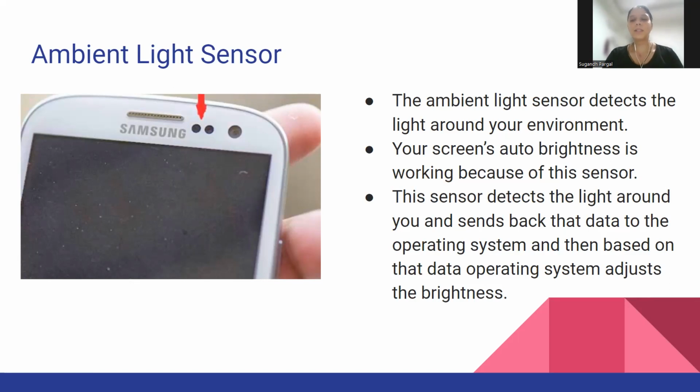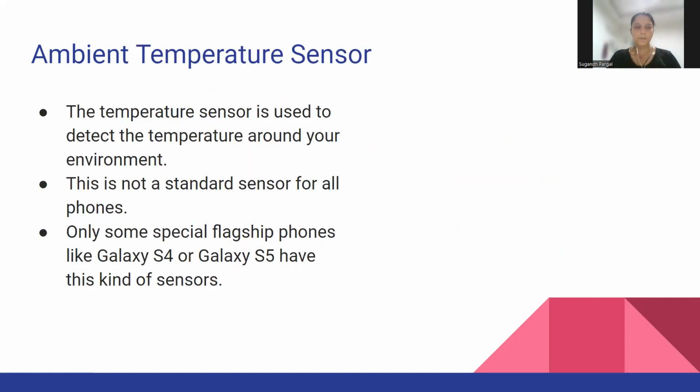But if you are in a very dark area where there is no presence of light, the sensor will detect the insufficiency of light and thus adjust the screen's brightness. The sensor basically detects the light around you and sends back the data to the operating system. And then based on that data, the operating system adjusts the brightness.